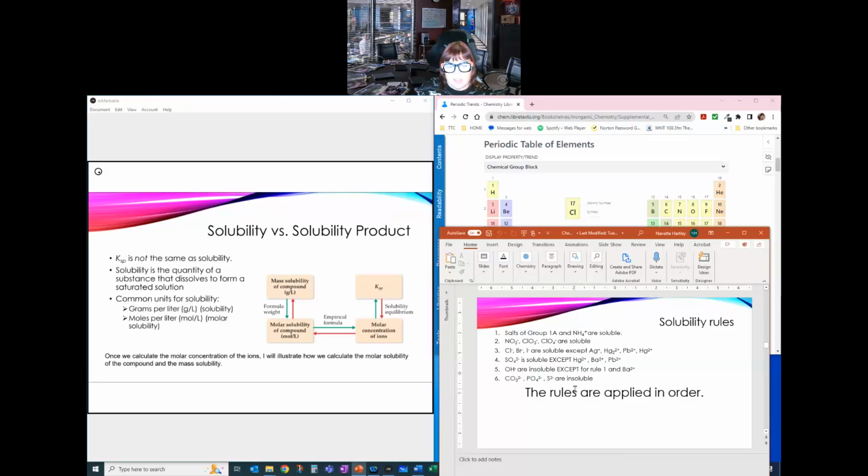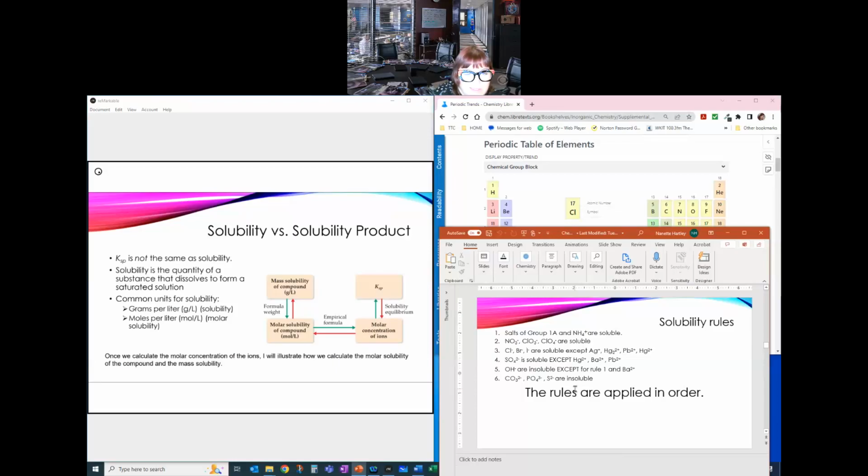Okay? We can use our KSP to determine the solubility equilibrium, which gives us the molar concentration of the ions. We'll get to that, which we then use with the empirical formula to determine the molar solubility of the compound in terms of moles per liter or grams per liter. Understand that those are two completely different concepts, and we may be asked for either one or both, depending on what the question asks. Let's make sure that we understand that we're talking about different things.